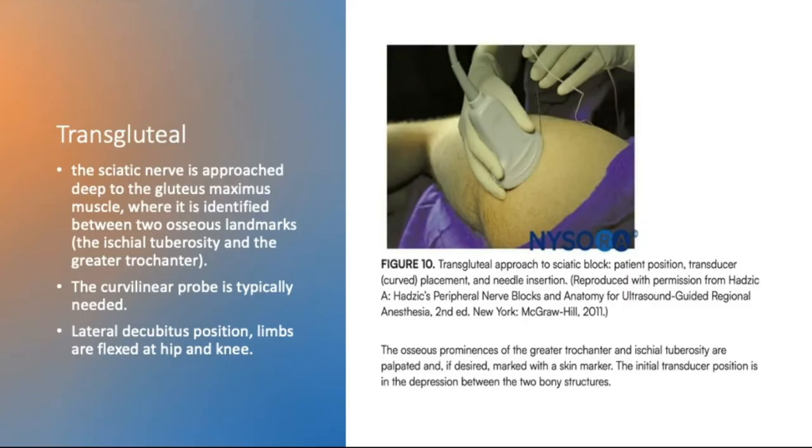For the transgluteal approach, it's similar to the classic approach of Labat, but now with ultrasound guidance. The sciatic nerve is approached deep to the gluteus maximus muscle, between the ischial tuberosity and the greater trochanter. For this transgluteal approach, we also use a curvilinear probe. The position will be lateral decubitus, with limbs flexed at hip and knee.